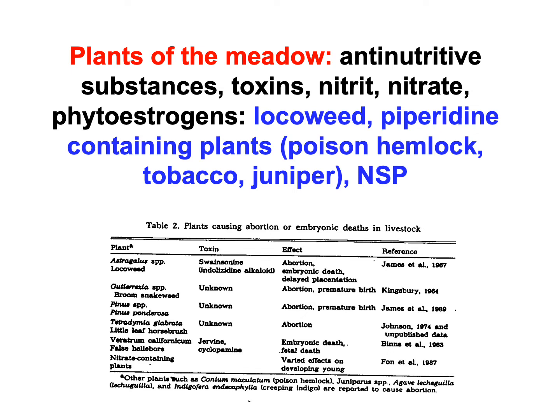These are the piperidine-containing plants like the poison hemlock, tobacco, or juniper. And the NSP, the non-starch polysaccharide, for example of many seeds, including the soybean seed, may contribute to the change of the microbiome and disturbance of the immune system and abortion.